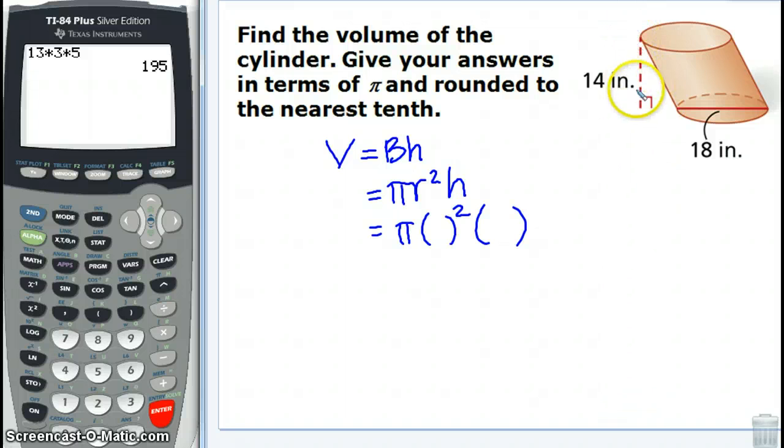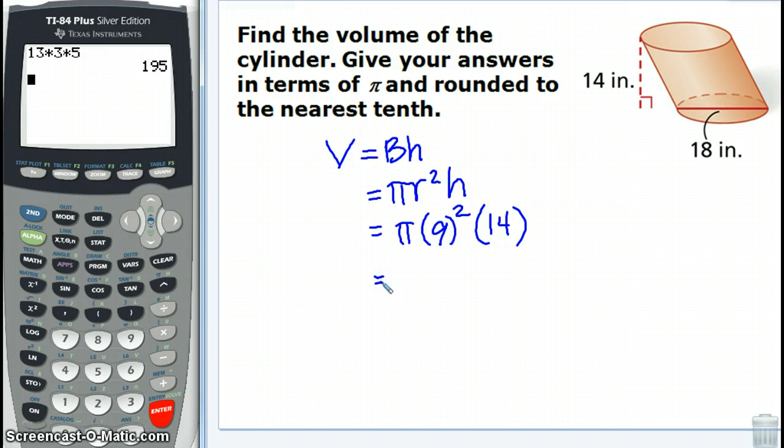My height of my prism here is 14 inches, so I'm going to substitute that in here. And here, the radius is not 18. What is the radius? That is correct. It's 9. It's half as much. So we're going to put a 9 there.